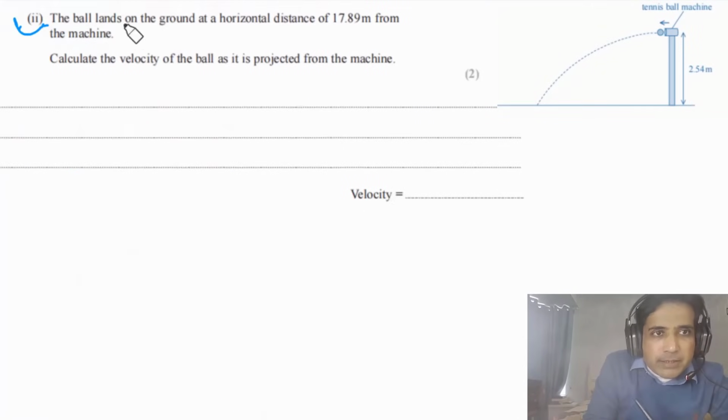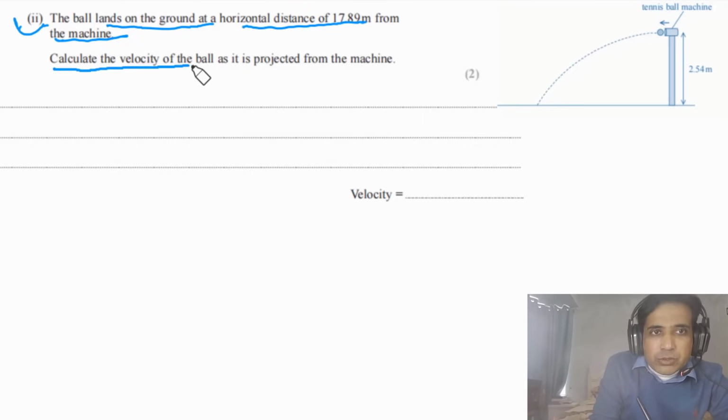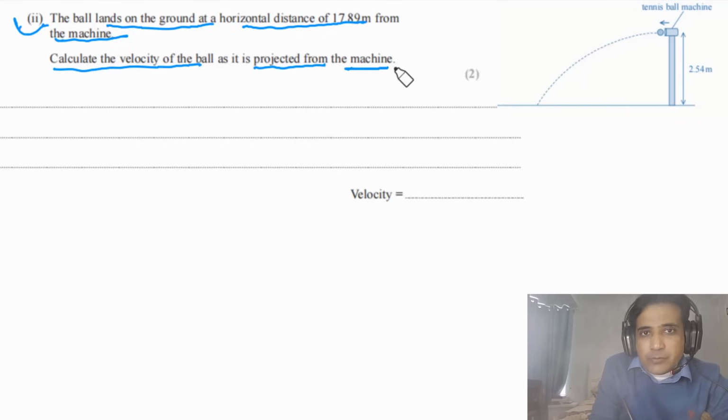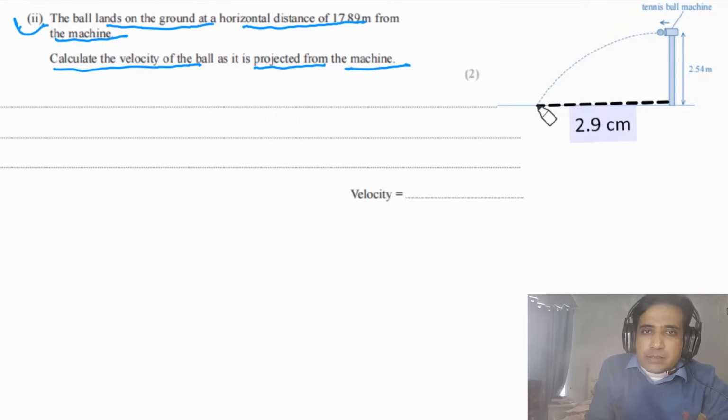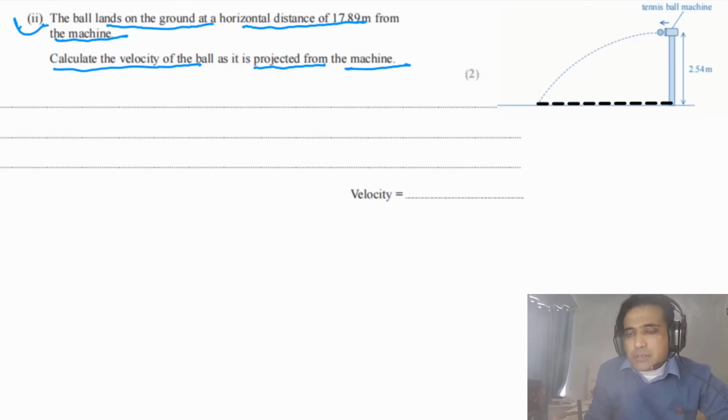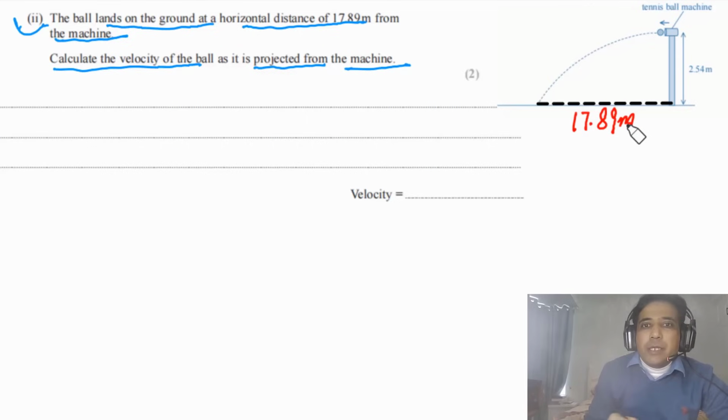Second part says the ball lands on the ground at a horizontal distance of 17.89 meters from the machine. Calculate the velocity of the ball as it is projected from the machine. This question is telling us that the horizontal displacement from the machine is equal to 17.89 meters. It's very important that you label this. We need to find the initial velocity, the value of u. This is ux, the horizontal velocity.